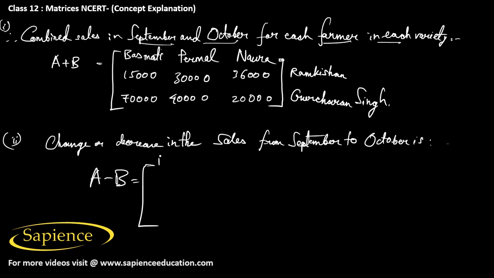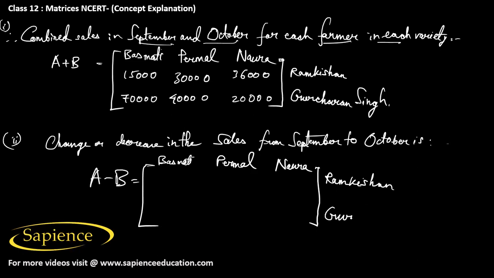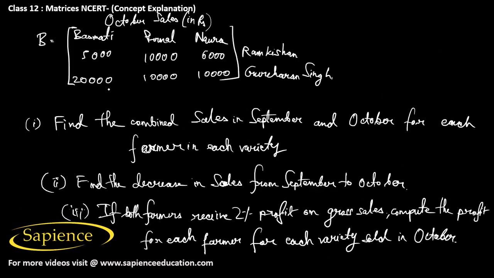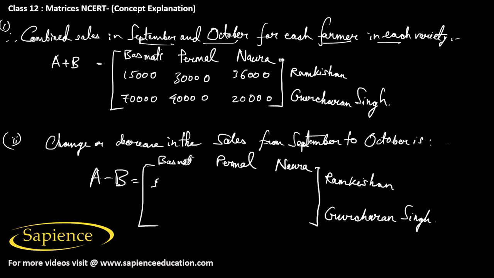So the first column will be for basmati, the second column for permal rice, and the third column for Nora rice. The first row is for Ramkishan, and the second row is for Gurcharan Singh. So here we need to find the decrease in the sales. The sales in October we have to subtract from the sales in September. So 10,000 minus 5,000, that is 5,000 here.